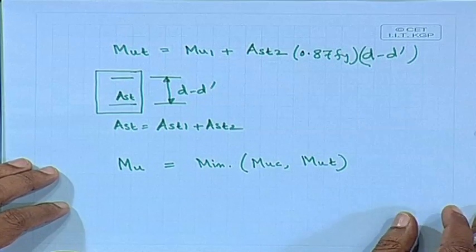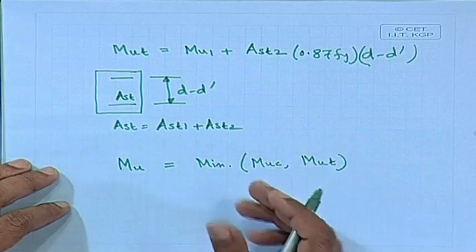This is called analysis. We shall continue with the design of doubly reinforced beam, when the applied moment Mu is given and the width of the beam and depth are also given, and we have to find out the reinforcement and other things, that is called design. Okay. So, let us stop at this one. We shall continue again in the next class.